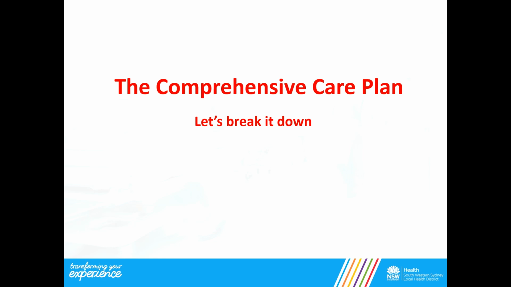Now let's talk about the comprehensive care plan. Let's break down the whole thing. We're going to talk about each section of it. There's about 7 parts, so let's delve into it. Part 1, Patient Details.